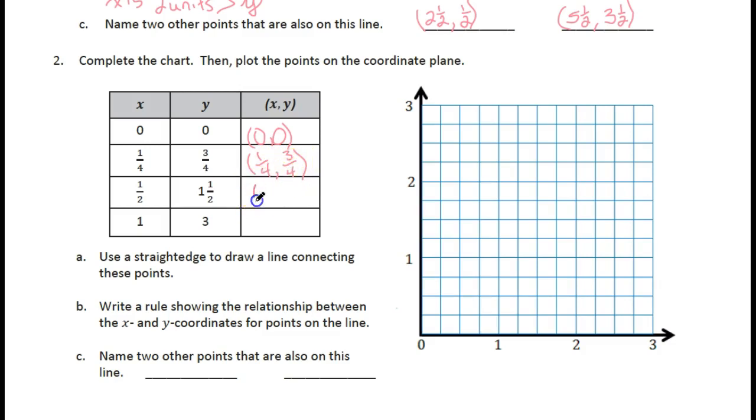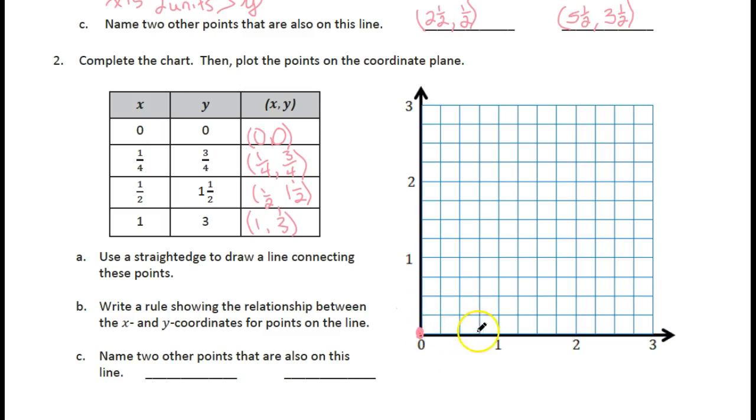Let's check this one out. This one's going to be 1/2. This one's going to be 1.5. So it's a whole unit bigger in this case. It wasn't in this case. It's going to be hard to write a rule, isn't it? 1 and 3. So it's like you take the x and you add 2 to that. 1, 3. Use a straight edge to draw a line connecting these points. So let's make the first one 0, 0, 0, nowhere.